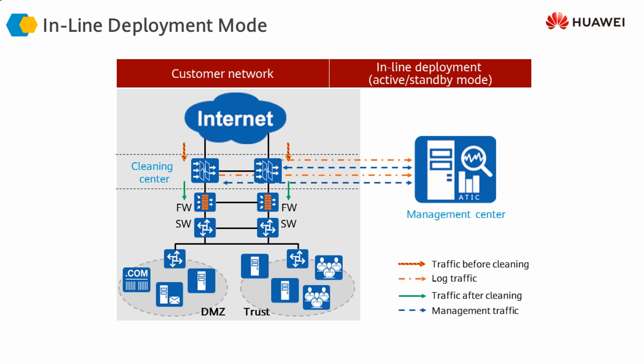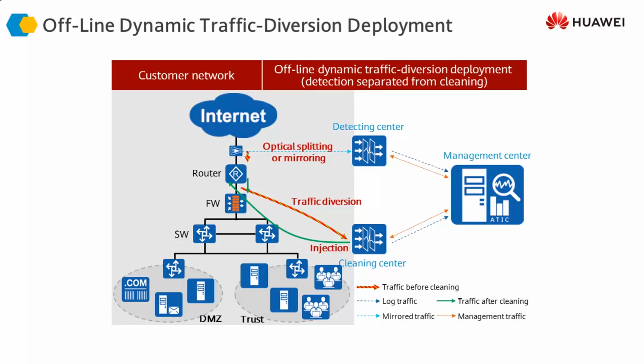The second option can be the offline or out of path deployment, where the cleaning center is not deployed inline. In this case, when the detecting center detects any attack, because of optical splitting or mirroring, it is going to inform the management center. The management center is going to instruct the cleaning center, and the cleaning center is going to inject a host route here on the server using BGP. We can also configure a static route manually on the router, but that's not a desirable way, because that requires manual intervention. The best way is to inject the route using BGP. A host route is injected for the destination, and the traffic is diverted here.